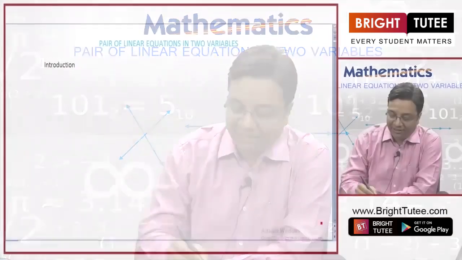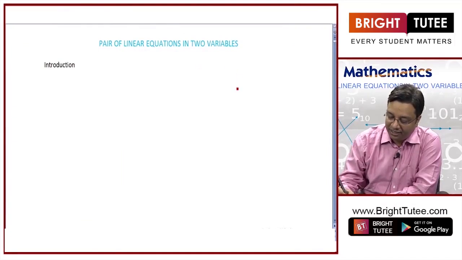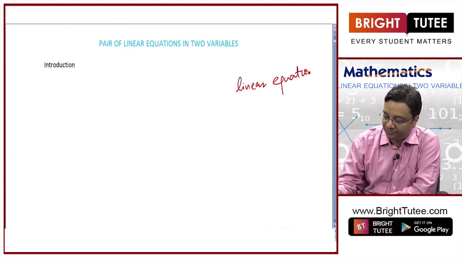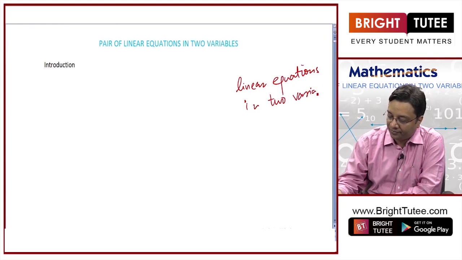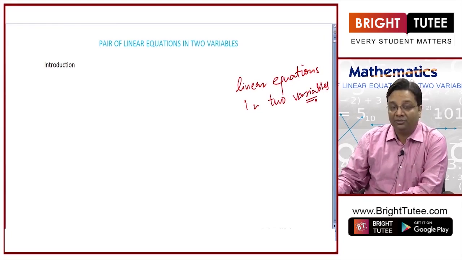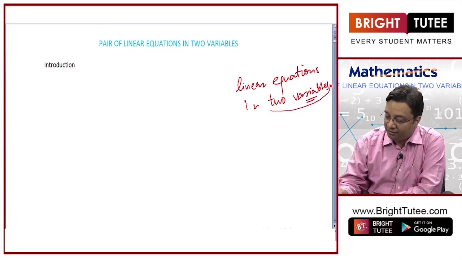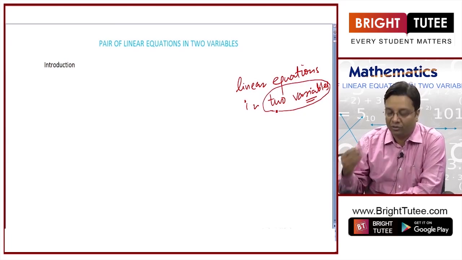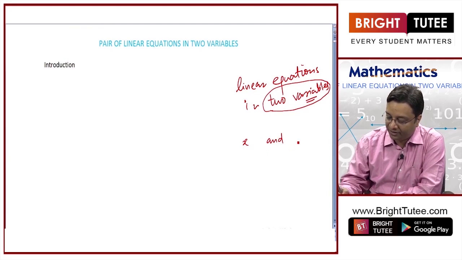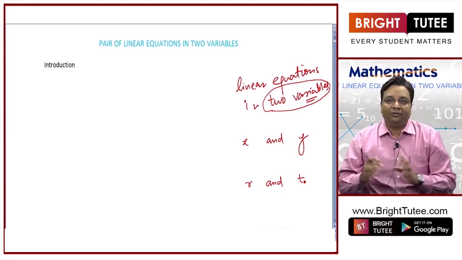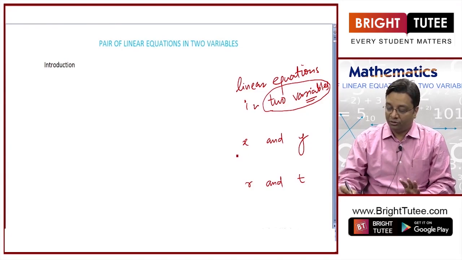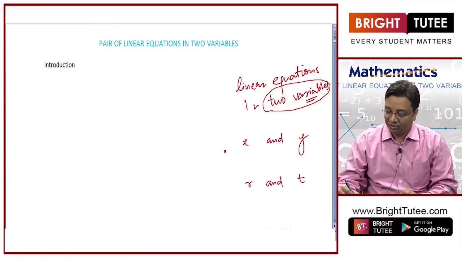Till now in class 10th you have studied about linear equations in two variables, right? What does it mean? That it has got two variables. Let us name those variables as x and y. Okay, you can name those variables as r and t also. Whatever alphabet you want to choose, you can choose yourself. So you have to choose two alphabets for two variables. I have chosen x and y.